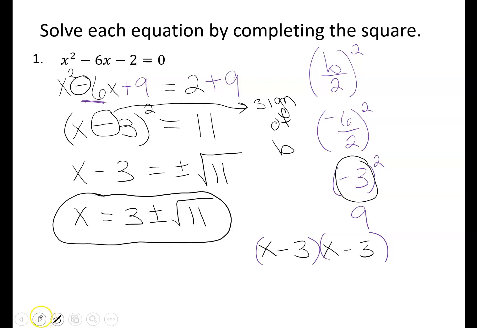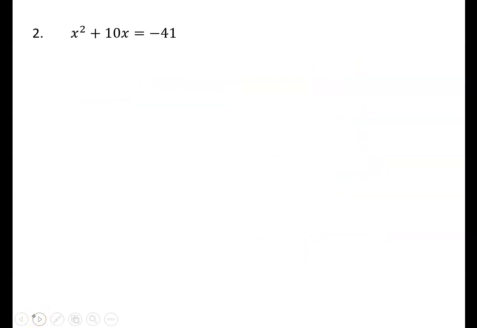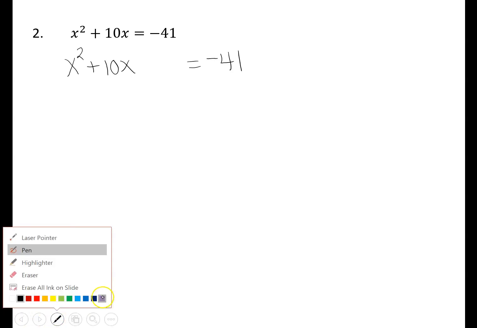Okay, let's go ahead and practice another one. Number 2, the constant is already on the right side, although a space was not left, so I'm going to go ahead and rewrite that, leave a space, and then leave my negative 41 over here on the right. So look in front of your x squared. Your coefficient is a 1, therefore you do not need to do step 2. So we are ready for step 3.